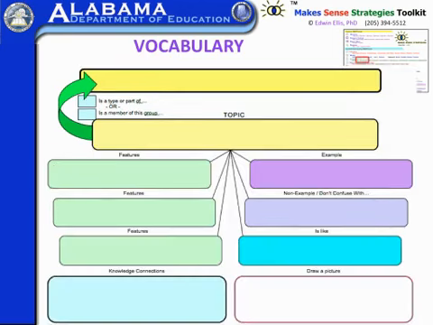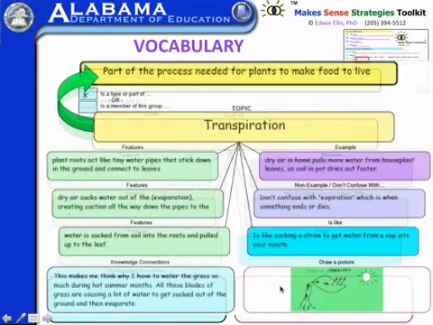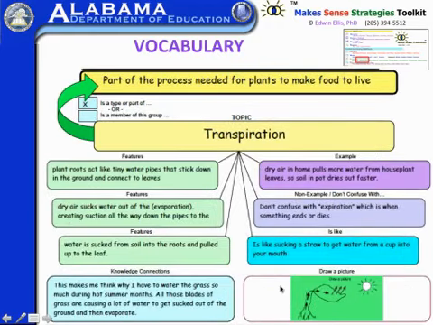Okay, here's a slightly different one. This is the same setup here in features. This is different in that here the students identify what would be an example of this term, and then a non-example or something you don't want to confuse it with. Then what it is like in terms of simile and metaphor, what would be a knowledge connection, and draw a picture. And so here's one that illustrates that.